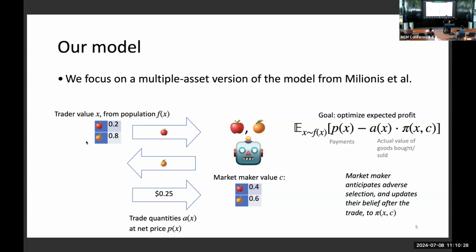So how do market makers provide liquidity? Typically, this is done by offering a menu of valid trades. When the trader comes into the market, they have their own value X, and they pick one trade from the provided menu that maximizes their own utility. Like a bid-ask spread, that's basically you providing three options: you can buy at that price, you can sell at that price, or you can choose not to trade at all. And this is also the case in constant function market makers.